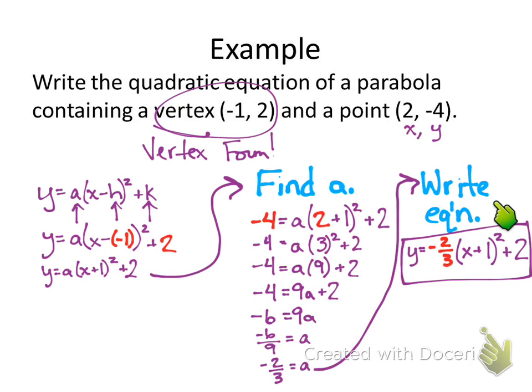The last step is to write the equation using the leading coefficient that we found. Don't forget that we already used our vertex in this form. If I'm given the vertex in the beginning, I should use vertex form. I use the other point to figure out that leading coefficient. Once I find that leading coefficient, I write the equation. Notice we have a y equals, and we have an x still in the problem. This is the equation of a parabola with the vertex at -1, 2 and contains the point 2, -4.